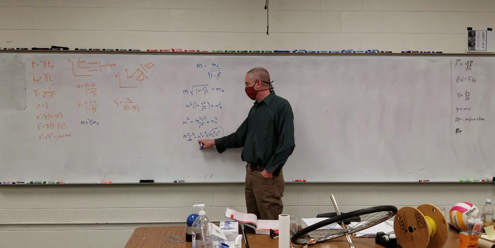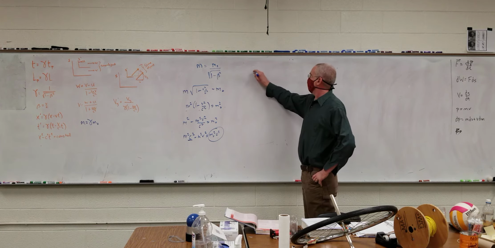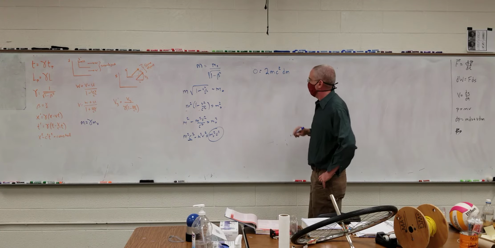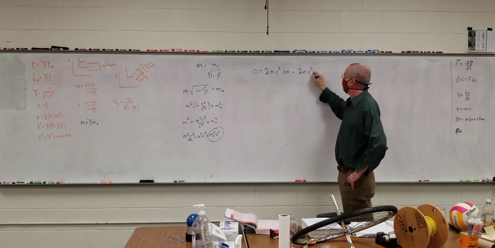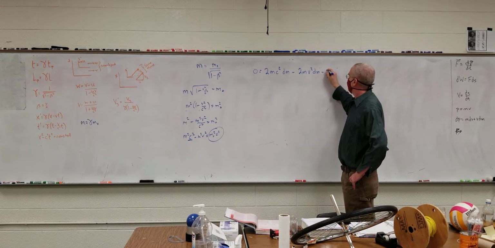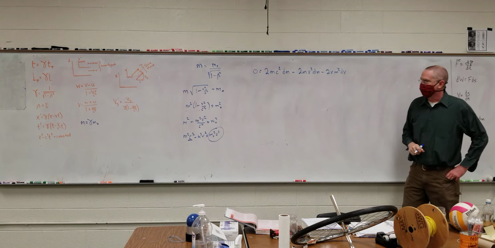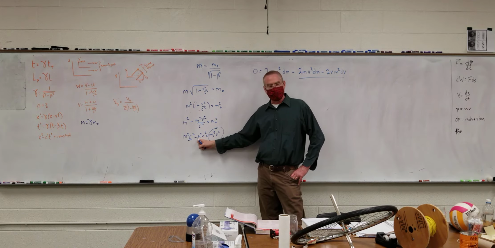C is a constant. M and V are not constants, and so we have to deal with that. So when I do my derivative, I get 0 from this equals 2mc squared dm minus 2mv squared dm minus 2vm squared dv. So you treat this bit right here, you first treat v like a constant and do the derivative with respect to m, so that's the 2 times m. And then you treat m as a constant and do the derivative with respect to v.